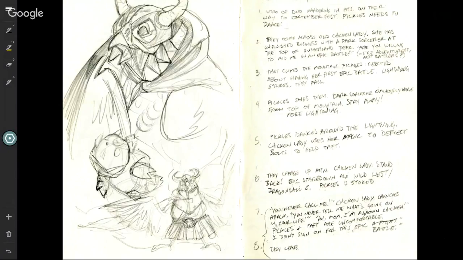You never tell me what's going on in your life. Oh, Mom, I'm a grown chicken. So it turns out that instead of it being an epic battle, it's just a mother and son squabble. And Pickles and Taft are uncomfortable because they're watching a family argument. I didn't sign on for this epic battle. And they leave, right? So there's page 7 and 8.